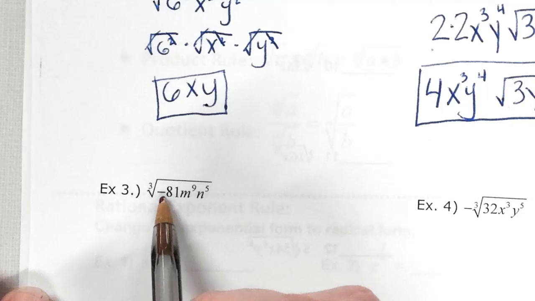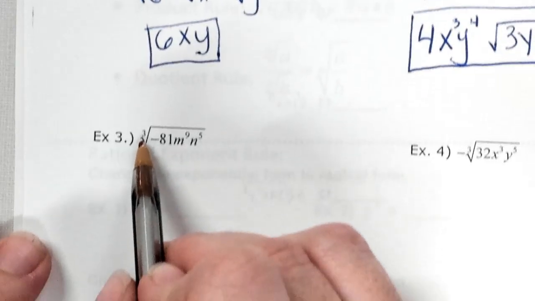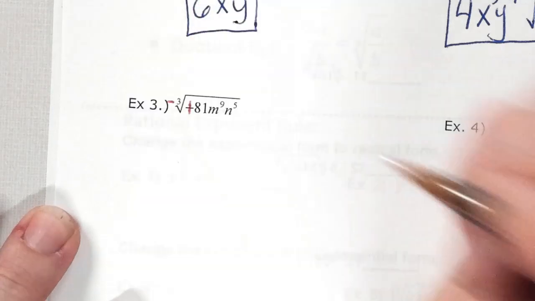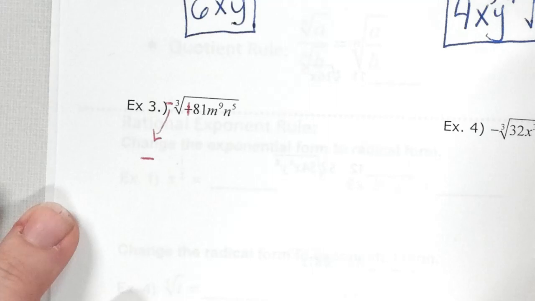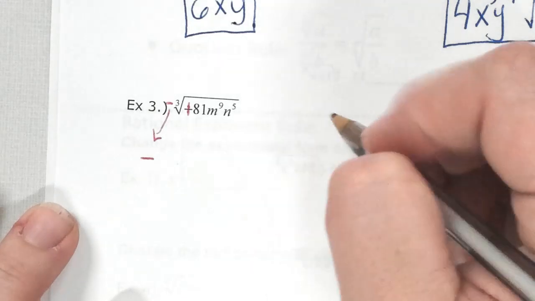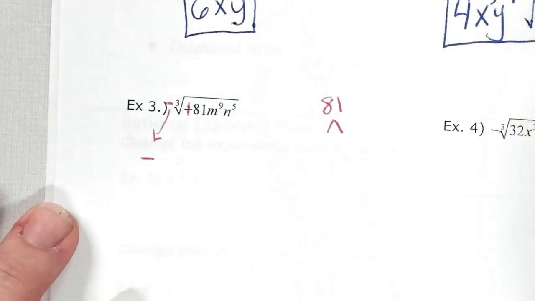Now, I also have a negative, but it's an odd root. Is that okay? When it's an odd root, remember, you'll make it positive and just take that negative out. Now, I always bring my negative down, because if you're like me, you will forget it. And we have to break down 81.